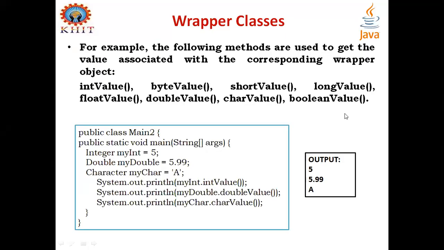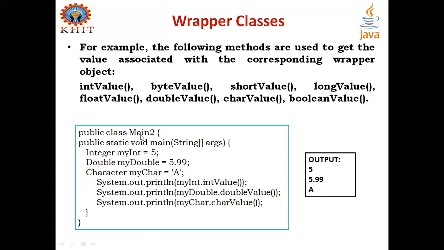Then go to the next part. Here we have a set of methods of these wrapper classes, and we can invoke all these methods with any wrapper object, right? So the following methods are used to get the value associated with the corresponding wrapper object: intValue, byteValue. If you observe here, this specifies the type and we are accessing that value. The same way here also, right?